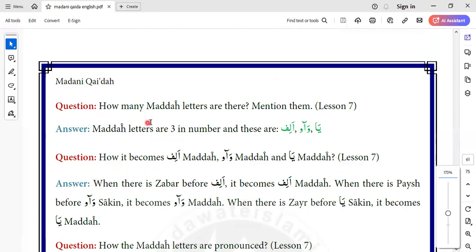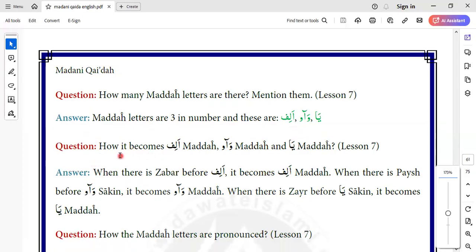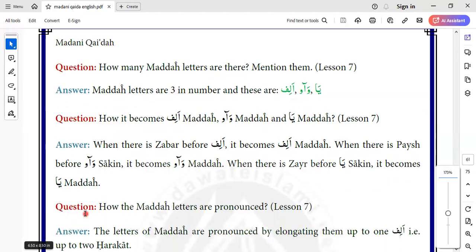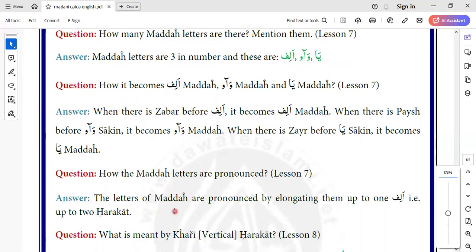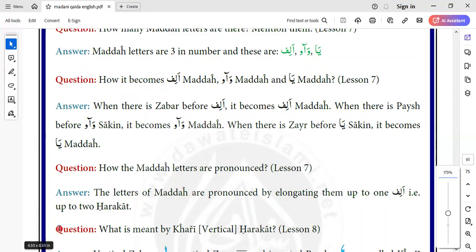Question: how many maddah letters are there? Mention them. Answer: maddah letters are 3 in number and these are alif, waw, ya. Question: how does it become alif madda, waw madda, and ya madda? Answer: when there is zabar before alif, it becomes alif madda. When there is pesh before waw sakin, it becomes waw madda. When there is zir before ya sakin, it becomes ya madda. Question: how are the maddah letters pronounced? Answer: the letters of maddah are pronounced by elongating them up to one alif, that is up to 2 harakat.